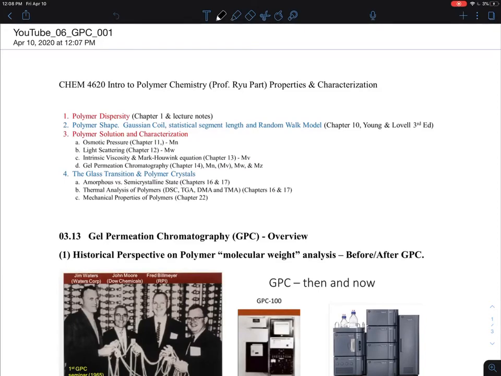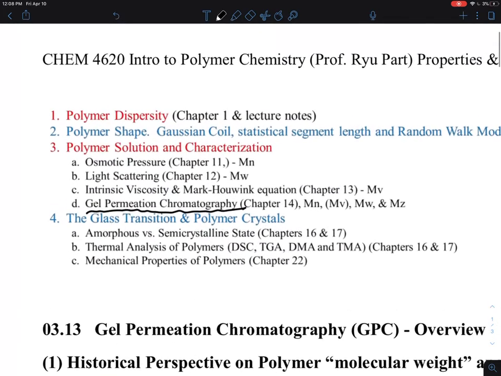Okay, so here we are, closing in on the end of our polymer solution characterization, particularly understanding the molecular weight distribution and measuring the different types of average molecular weight. So here we are going to talk about gel permeation chromatography.